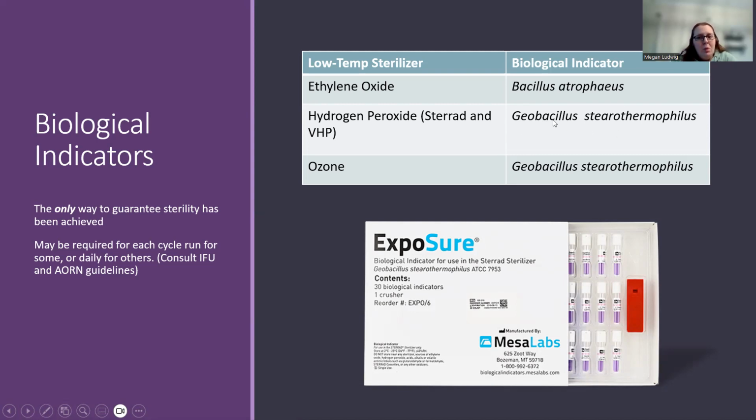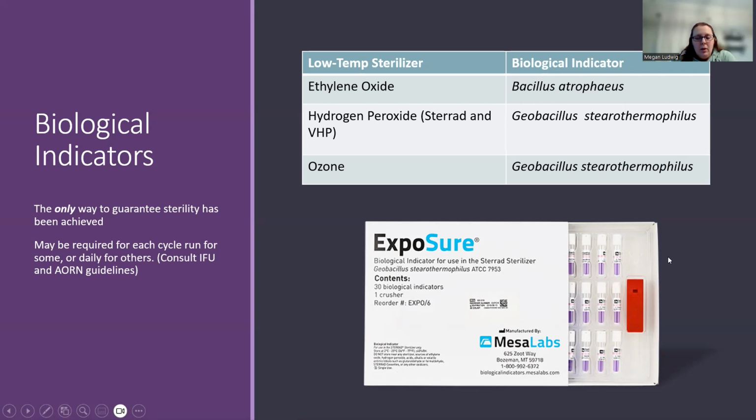Or sometimes it's just Bacillus stearothermophilus. Sometimes they leave out the Geo. I've seen it both ways. It's fine. But it's good for Sterad. It's also good for your steam sterilizer, the exact same one, Geobacillus stearothermophilus, which I did not put earlier. And then ozone as well. So you'll see your biological indicator packs look similar to this. This is just one brand I threw on here so you could get an idea.